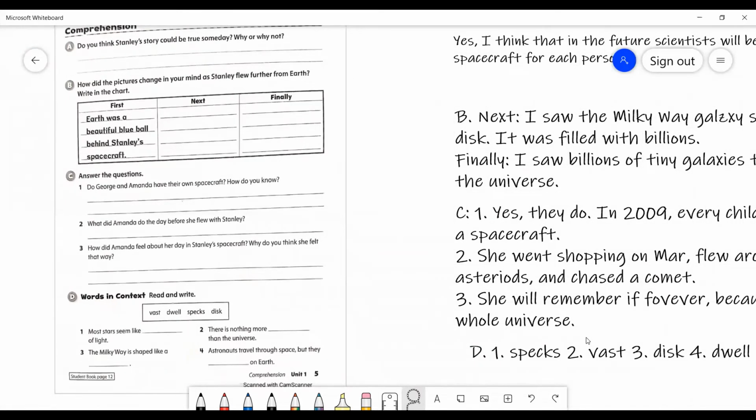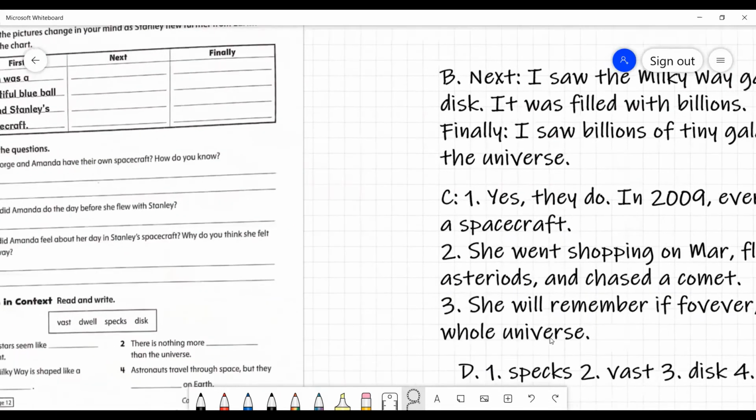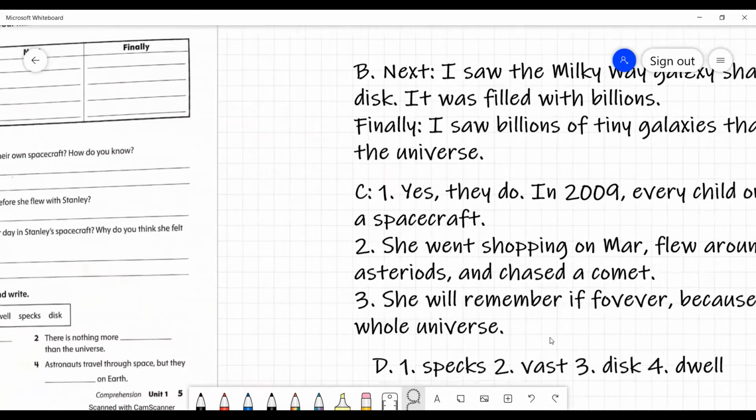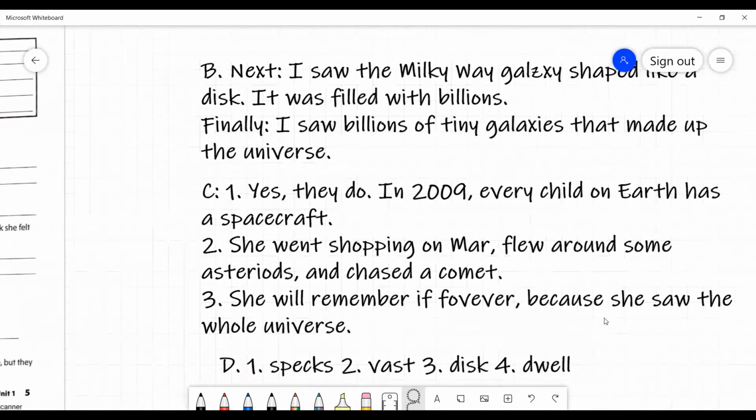Now, part C, answer the question, do George and Amanda have their own spacecraft? How do you know? This is C, and question number 1, according to the story, yes, they do. In 2009, every child on Earth has a spacecraft, because it is written in the story. So my opinion is that the answer should be yes, they do.